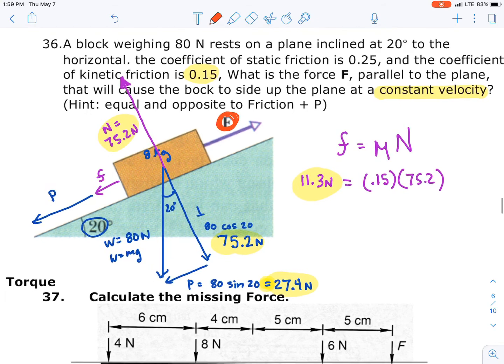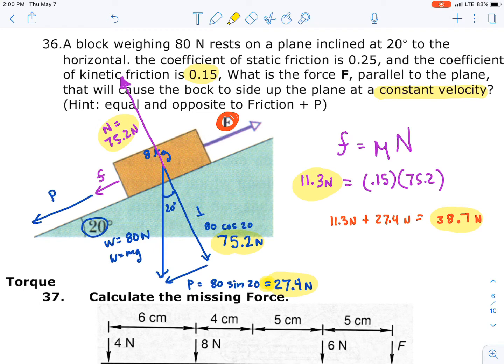So we're going to have 11.3 newtons plus 27.4 newtons, and that's going to be equal to 38.7 newtons. If my math is wrong on that, and you find that out later because you punch it into a calculator, I didn't use a calculator, so just forgive me for that. But that's what I get right there. And that's the force it takes to keep moving up the ramp.